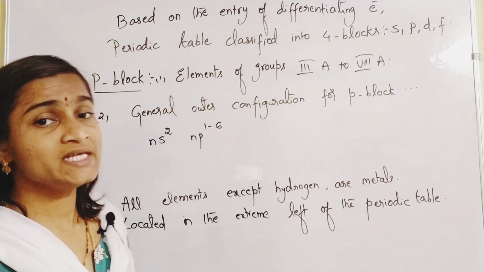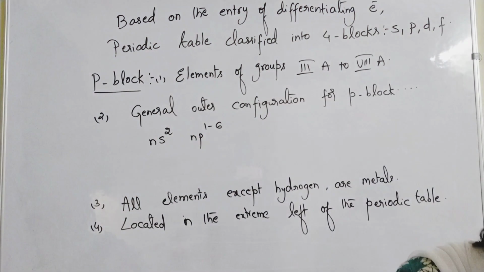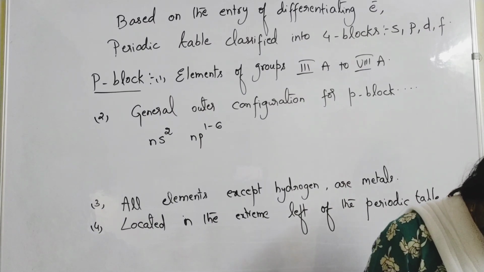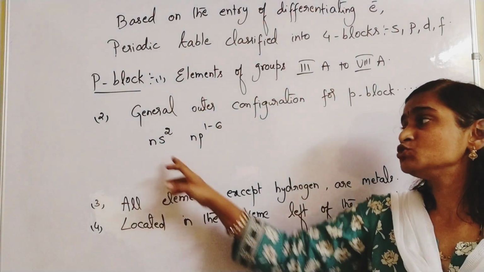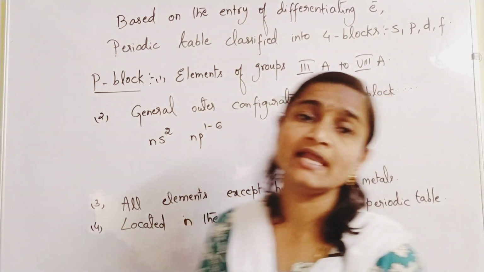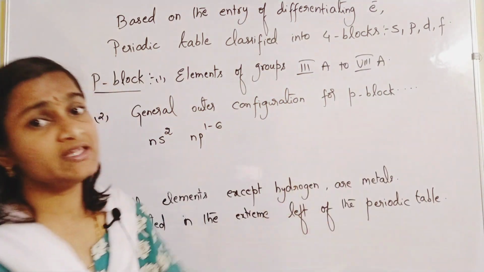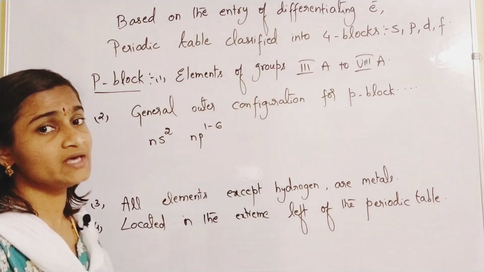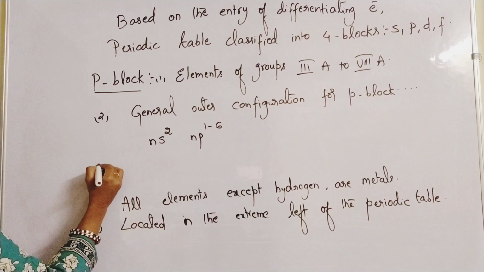Please remember that point. This is the general outer configuration for P block elements: ns2, np1 to 6. Any element of 3rd A group, 4th A group, 5th A group, 6th A group, 7th A group, all those we have learnt. All those come under P block.